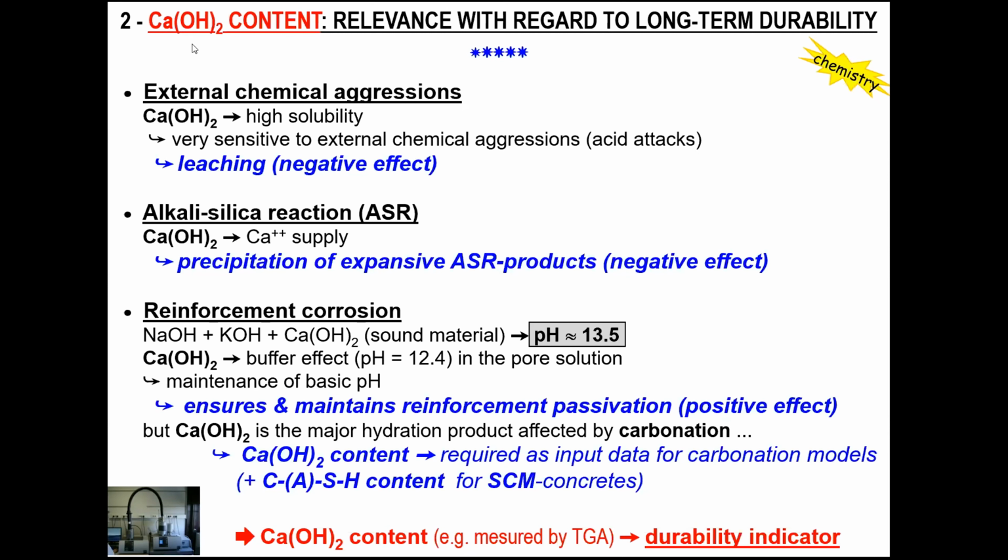And this is Portlandite content, since this parameter is involved in several various aspects of durability and degradations. We can mention leaching, ASR, and of course reinforcement corrosion. So we can, of course, select this among the durability indicators.